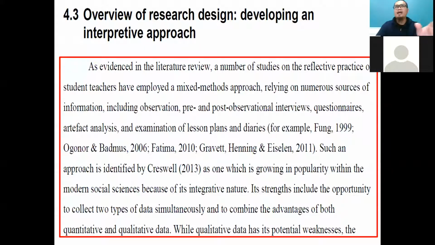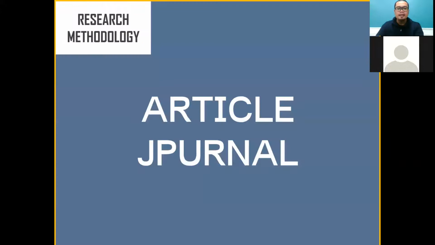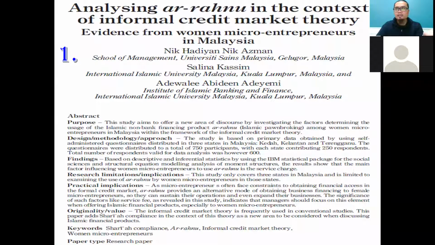First section is the thesis. Okay, this is a thesis. Next, I'm sharing with you a journal article. From a journal article, you can also learn how to write research design. For your PhD or master's, we not only need to write a thesis, but you also need to write a journal article. So I'm showing you some examples.